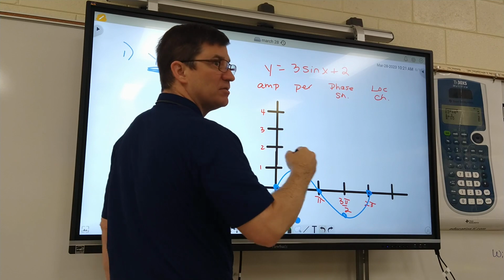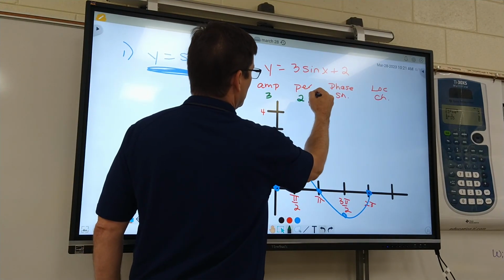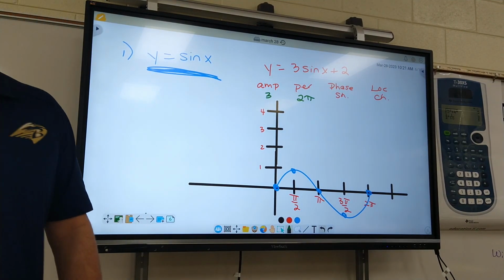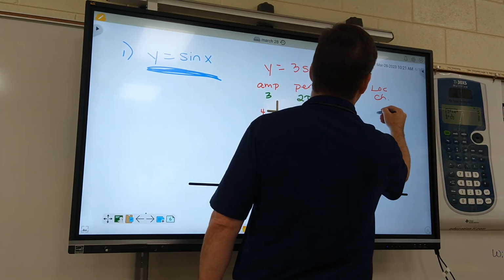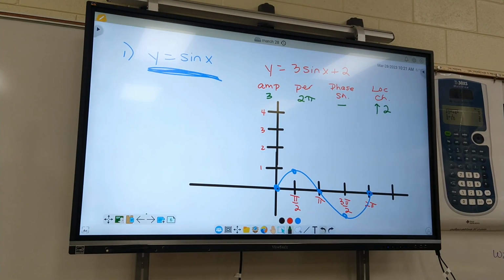Amplitude is 3. Period: 2 pi over 1 is 2 pi. How do I know there's not a phase shift? And location change is up 2. So this is why y'all had to learn all this stuff on those other sheets, so we can graph it on this sheet.